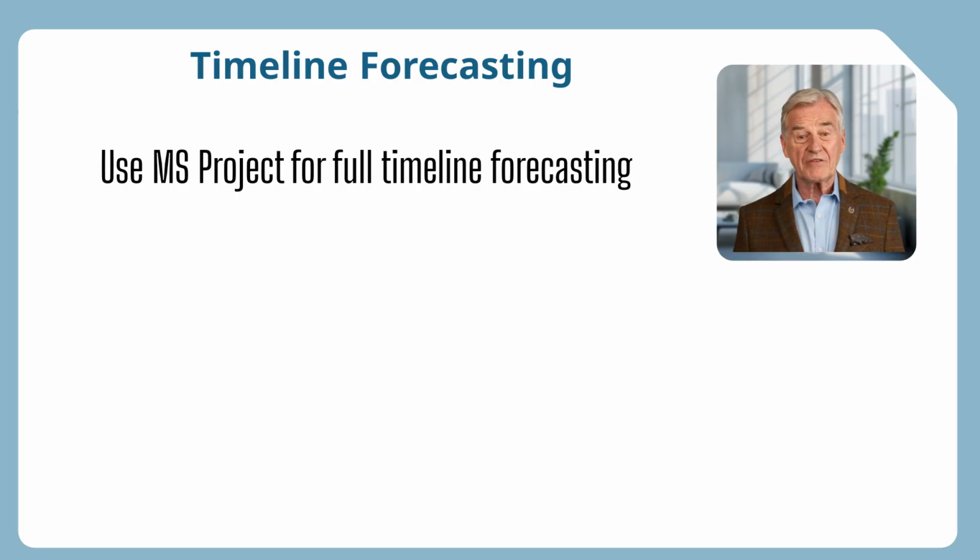Use MS Project for full end-to-end timeline forecasting and visibility. MS Project can forecast progress before the work begins. This is because MS Project supports dependencies such as FS, SS, FF, and SF, resource leveling, critical path, and what-if schedule modeling. For example, if a critical task slips by 5 days, MS Project shows the downstream impact immediately.